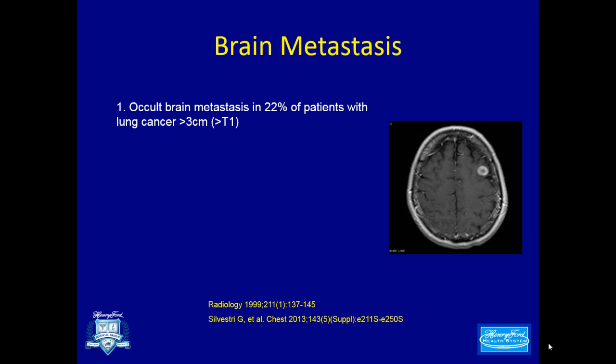So other studies like this one showed in 60 patients that they found occult brain metastasis in patients who had the primary lung tumor, the primary lung cancer, being more than 3 centimeters in size, pretty much a stage 2 and above.